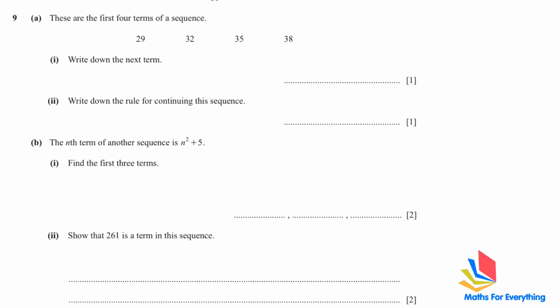Number 9. These are the first 4 terms of a sequence. Write down the next term. Let's see how we get the next term. The difference is the second term minus the first term, which is 32 minus 29, 3. To get the next term, we are adding 3 to each term. So 38 plus 3 will give us 41. Write down the rule for continuing this sequence. We saw that we add 3 to continue the sequence. So the rule is add 3.